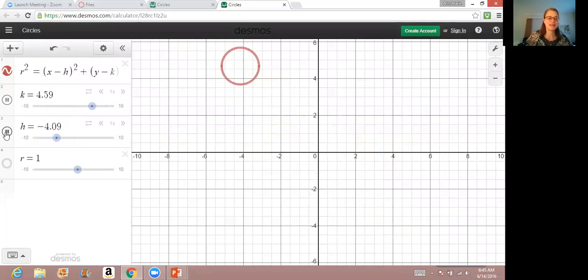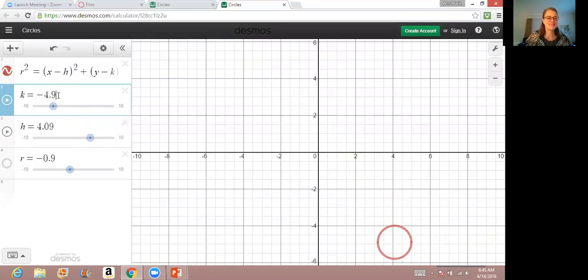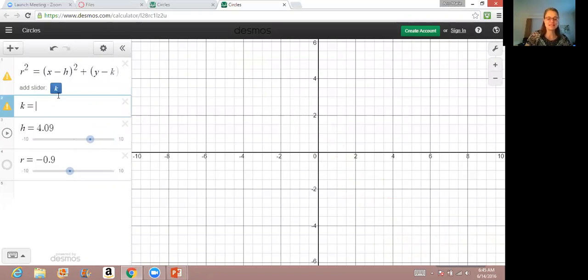Let's get a little crazy here and move my radius at the same time, and I can get a bigger and smaller dancing circle. All right, sorry, I like Desmos. I'm playing now. Let me bring my circle back to center.